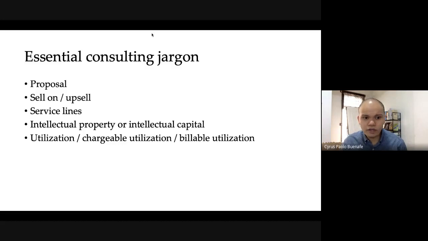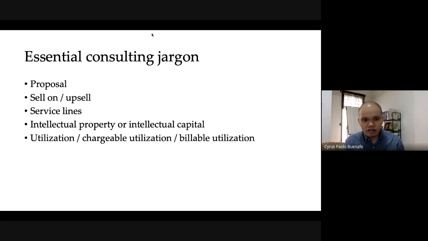Okay, moving on to utilization. Definitely, because your output is intellectual capital, what's your cost, or what are your resources of production? Well, it's really the time that you consume to actually build that intellectual capital. In this case, we normally call that utilization, right?